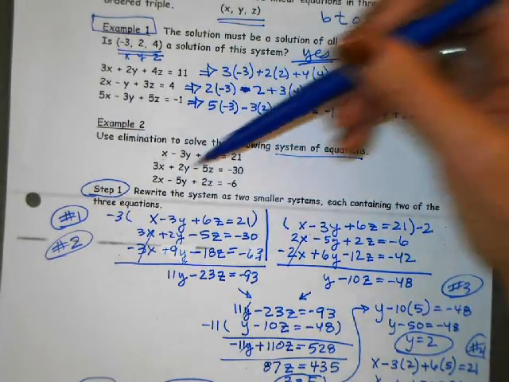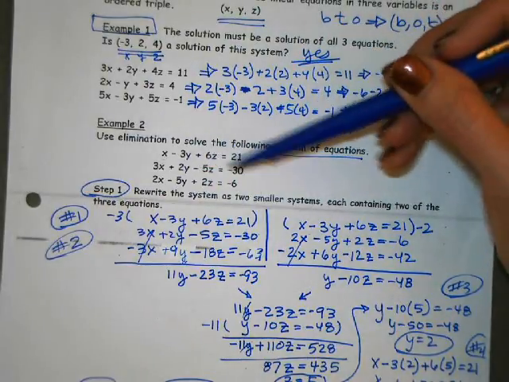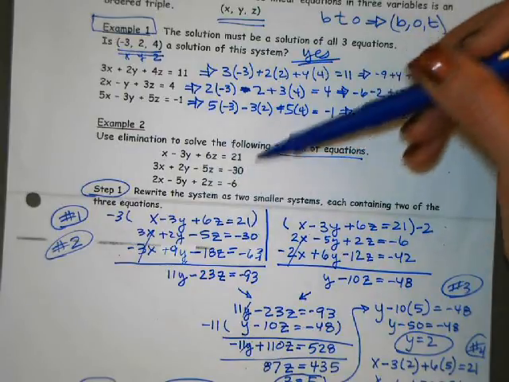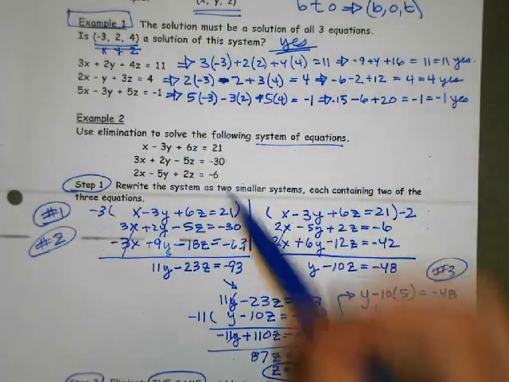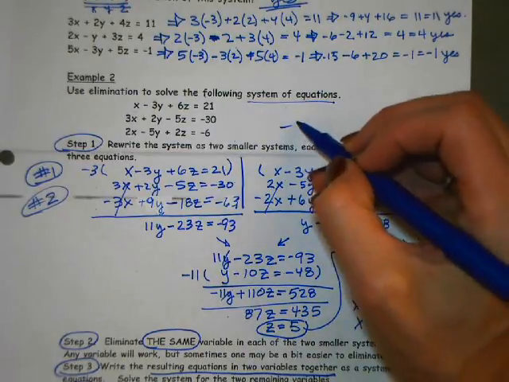So if I take those three numbers and I plug them into each one of these, the left side here would be 21, the left side here would be negative 30, and the left side here would be negative 6, and then you would say yes to all. Because that's the point that all three of those lines intersect at. Does that make sense?